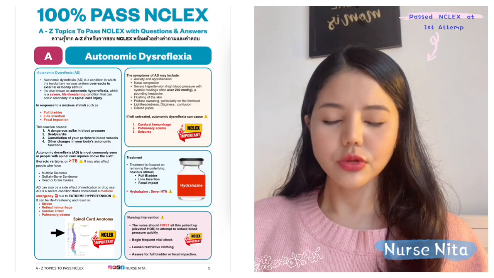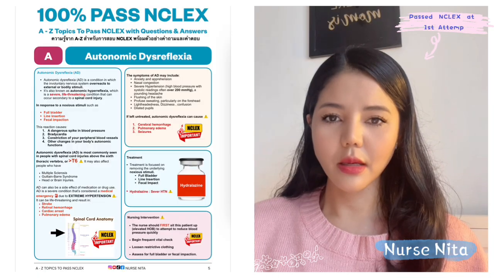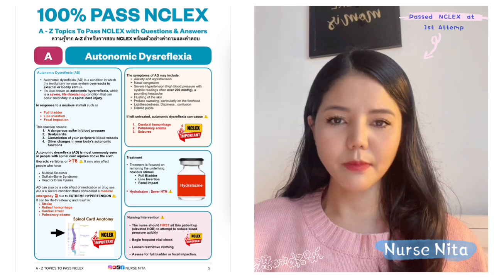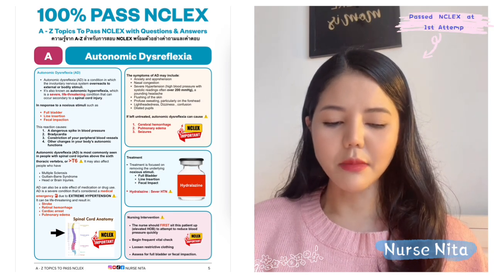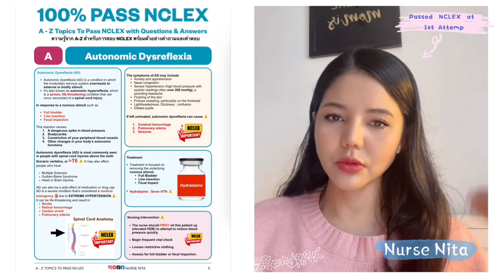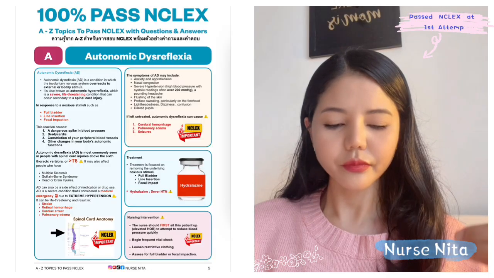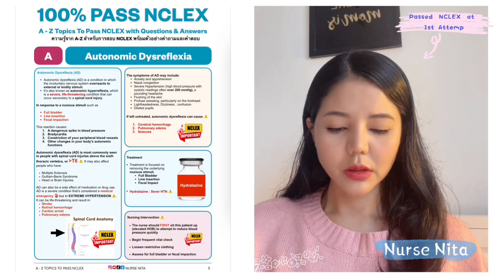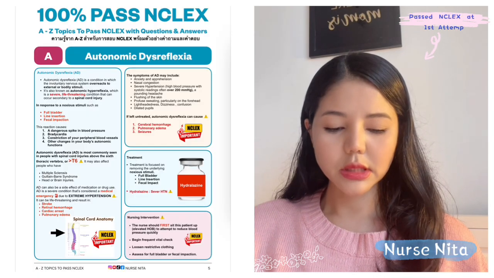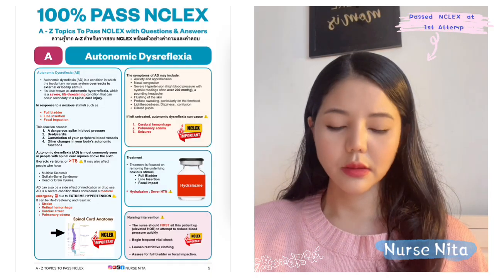How do we remove the noxious stimuli? We need to assess and remove a full bladder, any line insertions, and fecal impactions. The medication we use in severe hypertension to reduce the blood pressure quickly is hydralazine, which is the first line. For nursing interventions, the nurse should first sit the patient up or elevate the head of the bed. Why?